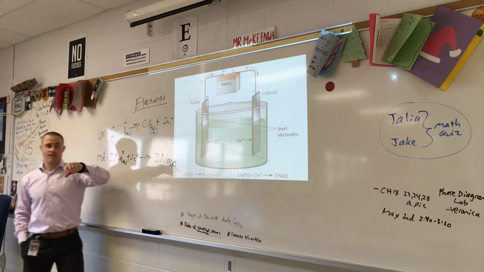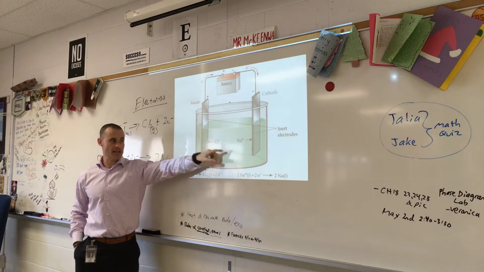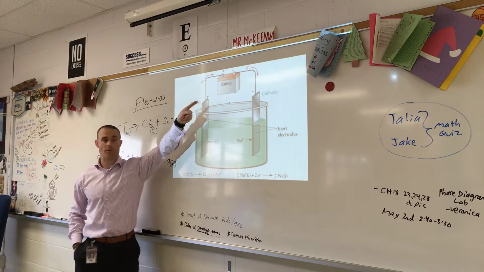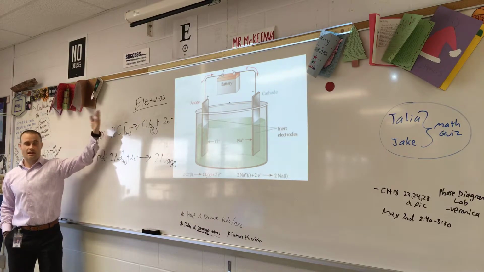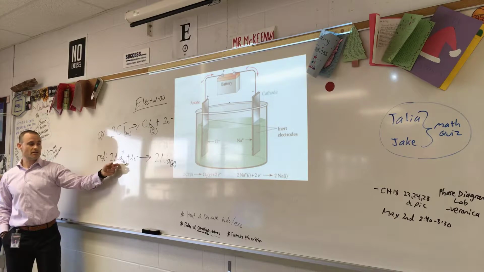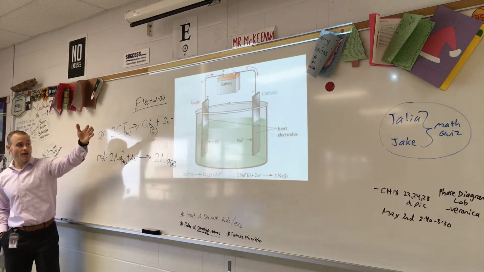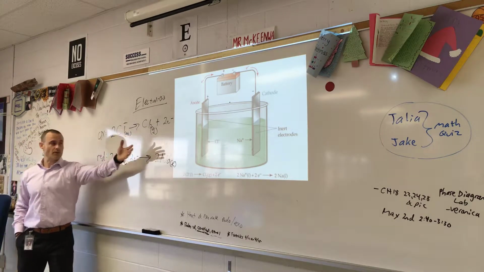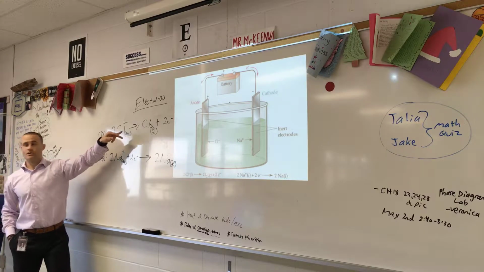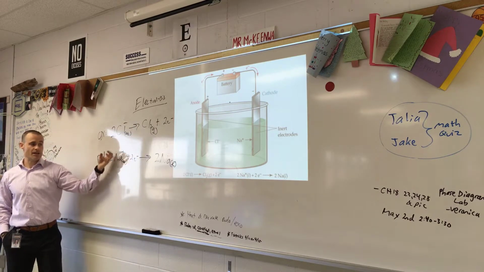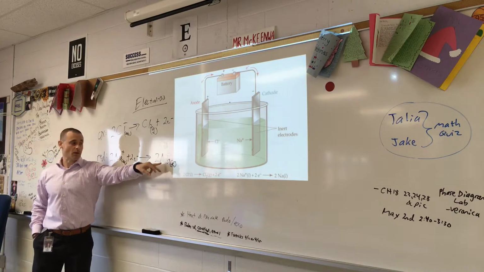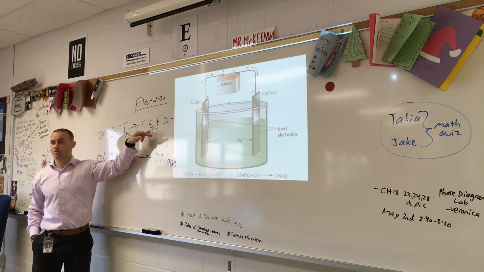So remember, this is non-spontaneous. These cells only work because you're forcing it with a battery. Cl minus doesn't want to lose an electron. Cl minus has 8 valence electrons, so does Na plus. But when you hook it up to a battery, it actually forces it to. So Cl minus turns into Cl2 gas because it loses those two, and then Na plus gains those and becomes Na liquid, which is also pretty stable. Those are stable as well.